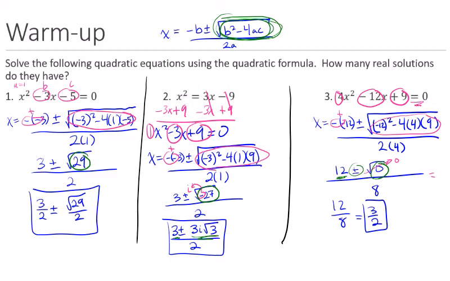So those are the 3 scenarios. You could have a positive underneath the radical. That gives you 2 real solutions. You could have a negative underneath the radical. That gives you 2 complex solutions or no real solution. Or you could have a 0 underneath the radical, and that gives you only 1 real solution.